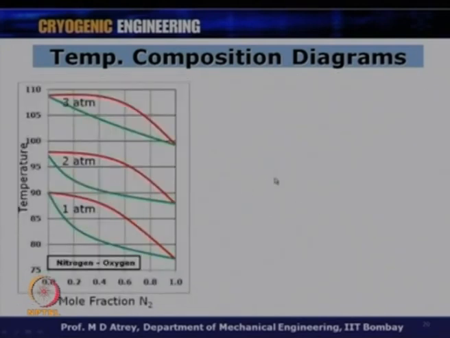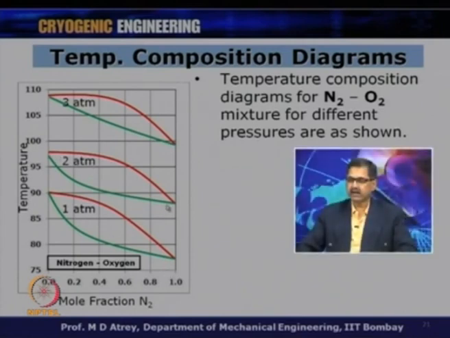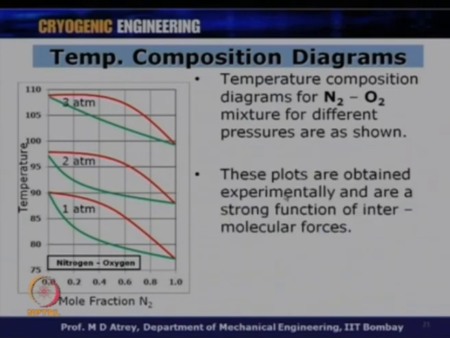Now, similarly, these diagrams could be at different pressures. The moment I say 1 atmosphere, I know 90 and 77 Kelvin are the respective boiling points. The moment I know 2 atmosphere, I get 97 and something like 87 or 88 Kelvin as the boiling point of nitrogen at 2 atmosphere. Similarly, at 3 atmosphere, I get a boiling point of oxygen and a boiling point of nitrogen. So, temperature composition diagrams for nitrogen oxygen mixtures are shown at different pressures. These plots are obtained experimentally. These are very important plots, and we will need these plots.